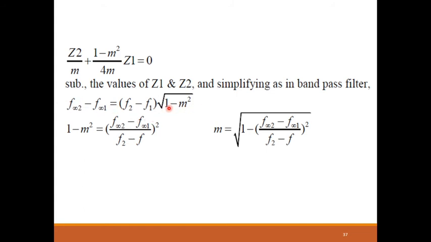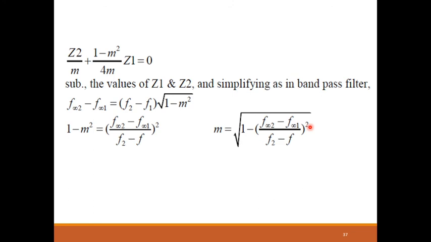That is the actual case in the bandstop filter, but 1 minus m square should be equal to like this. Here f2 minus f1 will come as a suffix. Then the final expression is m equal to the square root of 1 minus f infinite 2 minus f infinite 1 divided by f2 minus f1, the whole square. This is the m value for the band elimination or band stop filter. So up to this, our filter section is over.